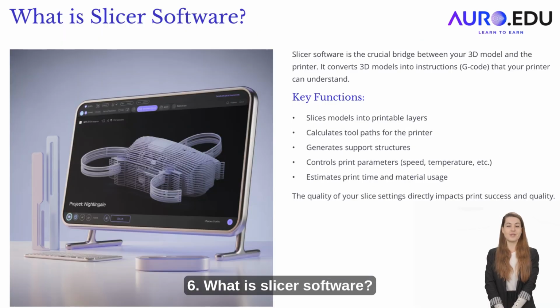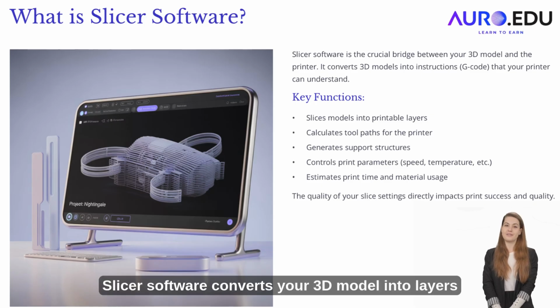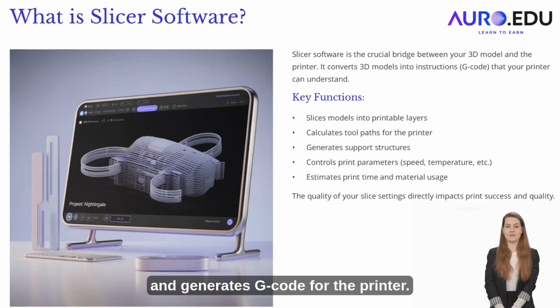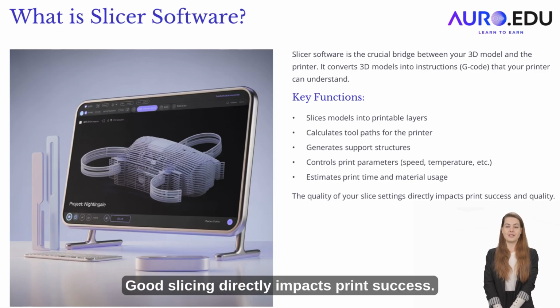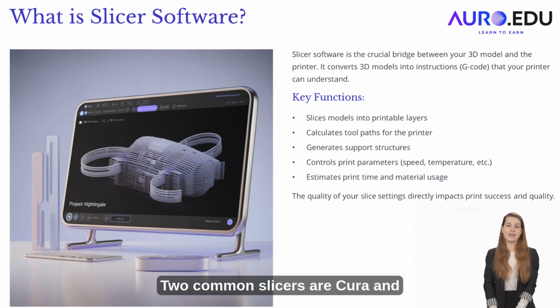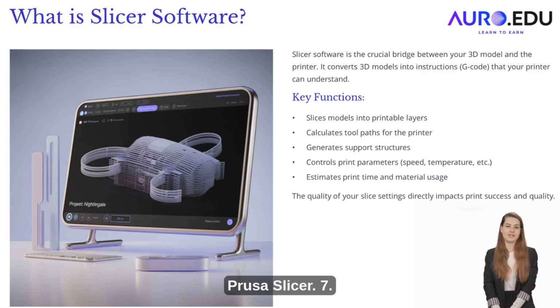6. What is slicer software? Slicer software converts your 3D model into layers and generates G-code for the printer. It defines how the object is built: layer height, speed, infill, and supports. Good slicing directly impacts print success. Two common slicers are Cura and Prusa Slicer.